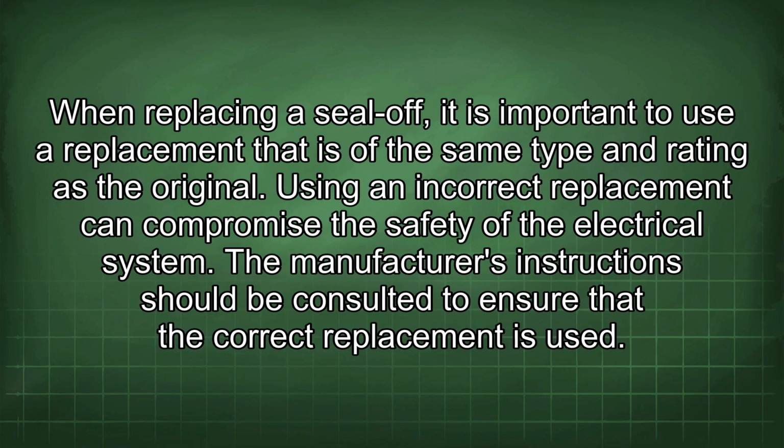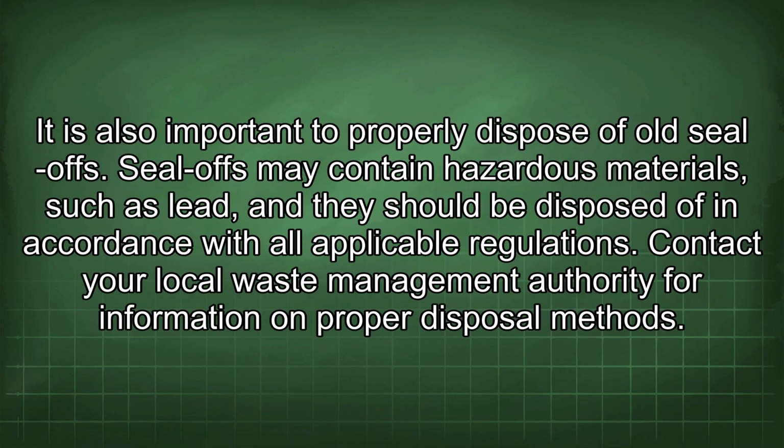When replacing a seal-off, it is important to use a replacement that is of the same type and rating as the original. Using an incorrect replacement can compromise the safety of the electrical system. The manufacturer's instructions should be consulted to ensure that the correct replacement is used. It is also important to properly dispose of old seal-offs. Seal-offs may contain hazardous materials such as lead, and they should be disposed of in accordance with all applicable regulations. Contact your local waste management authority for information on proper disposal methods.